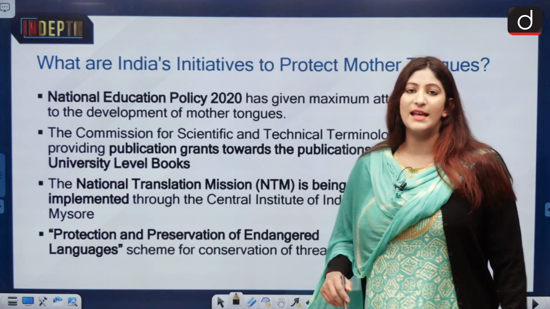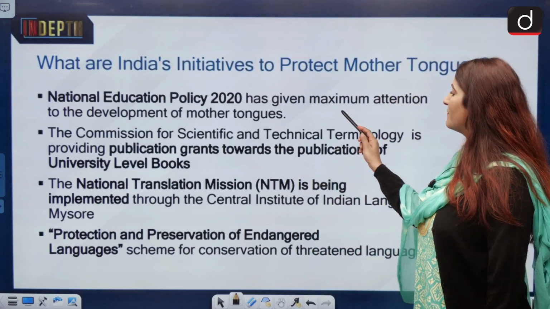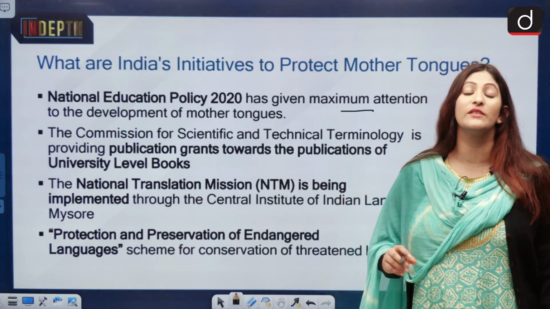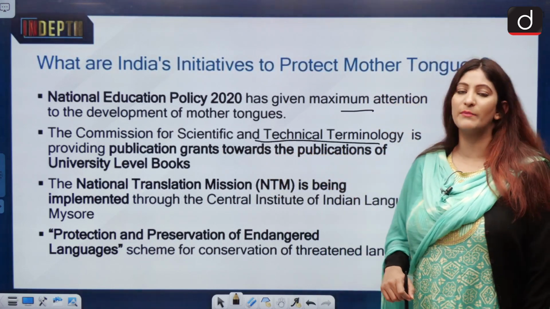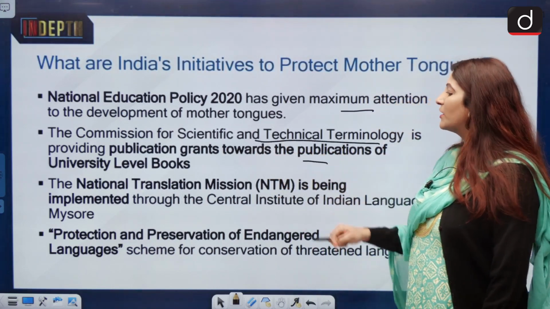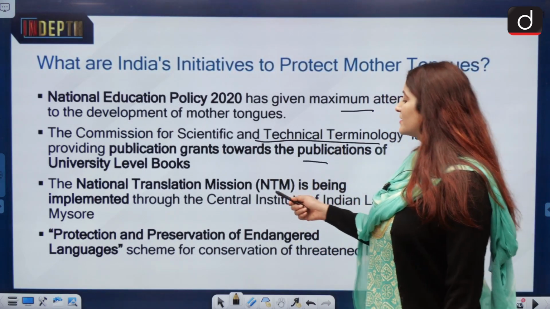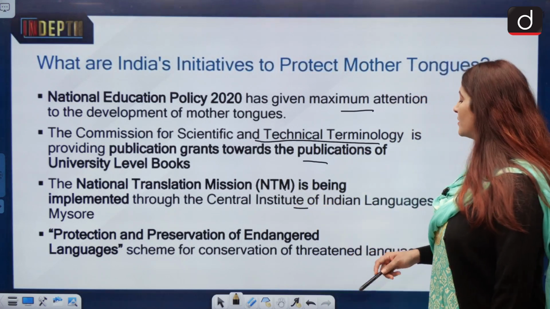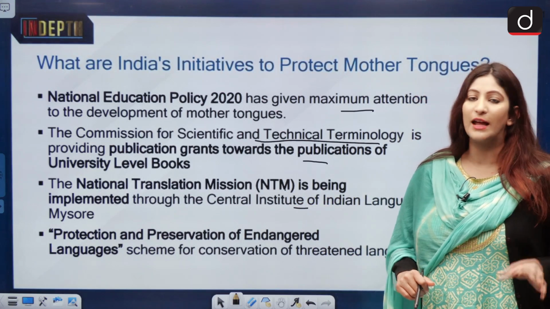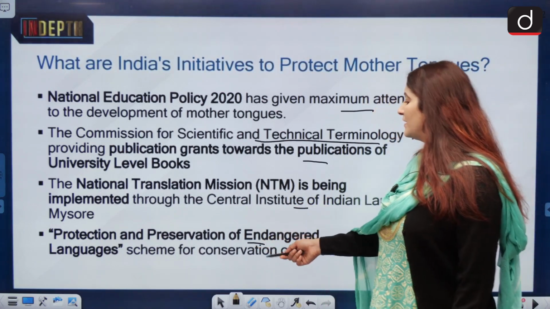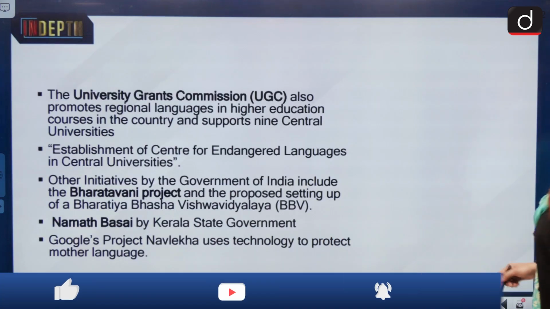So, India has taken initiative in the form of the National Education Policy, which mandates that maximum attention should be given to the development of the mother tongue. The Commission for Scientific and Technical Terminology is providing publication grants towards the publication of university-level books in regional languages. The National Translation Mission is being implemented through the Central Institute of Indian Languages, Mysore, in order to protect the regional languages. The Protection and Preservation of Endangered Languages scheme is also there for conservation of threatened languages.